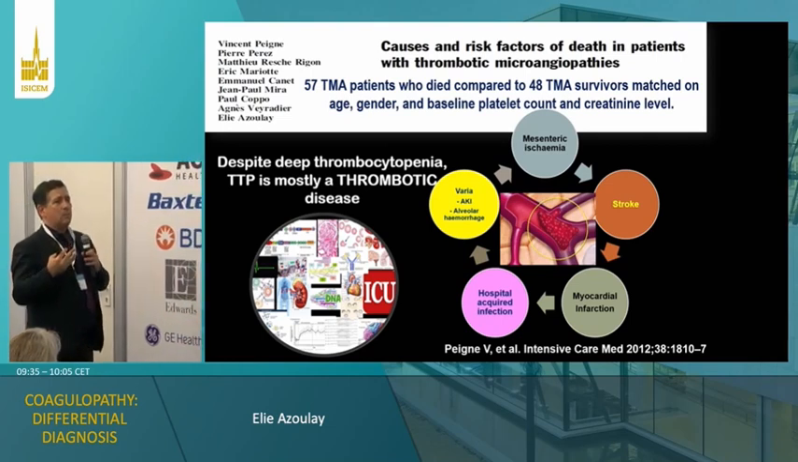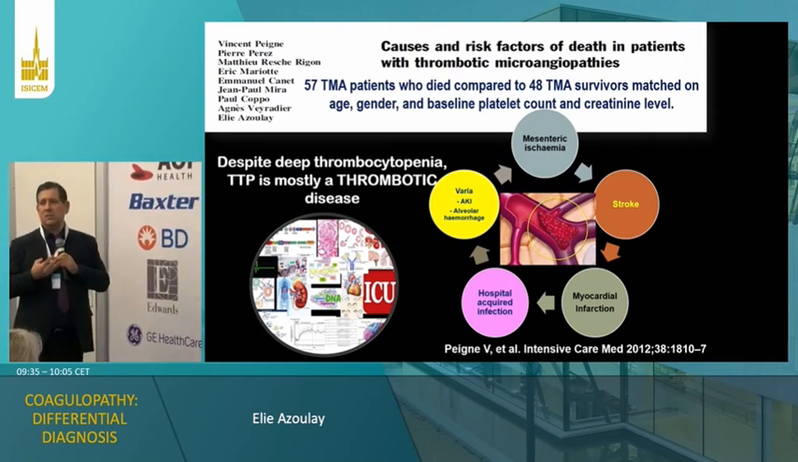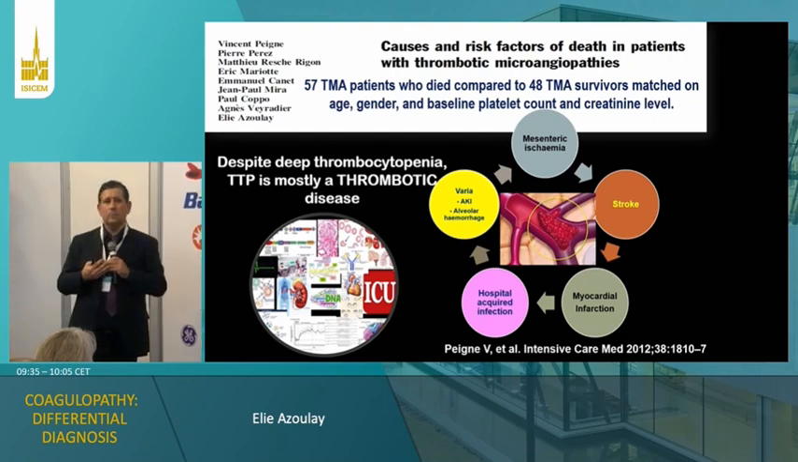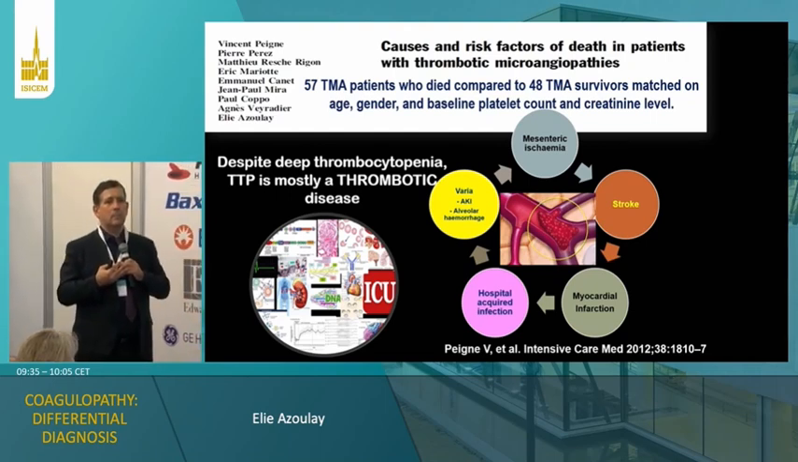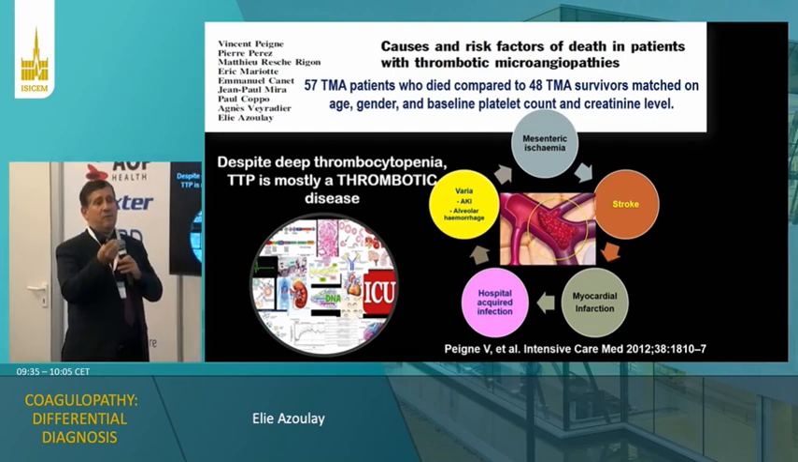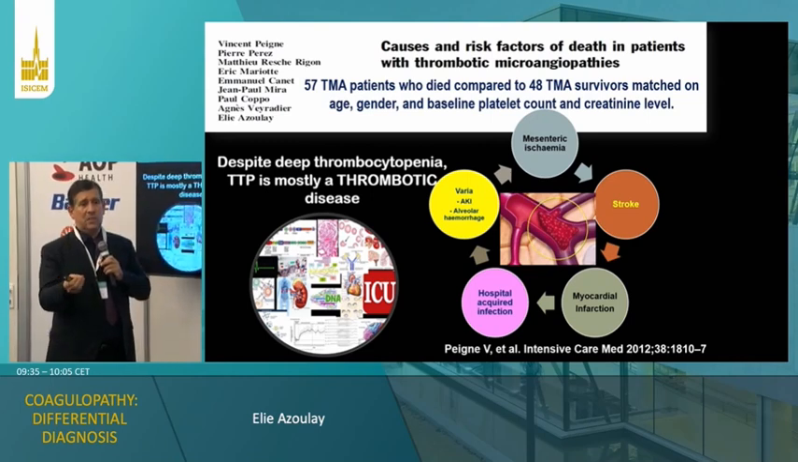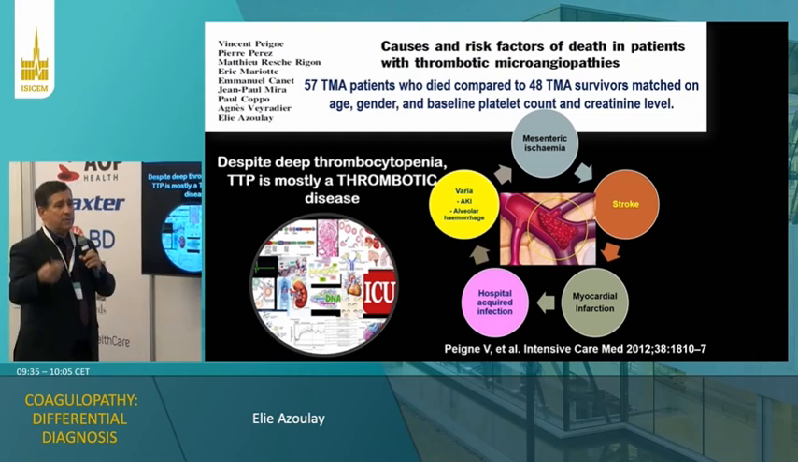Why don't we provide platelets to patients with TTP? Exactly. You give fuel to the disease because thrombosis is made by platelets, and everything you would give would go to the microcirculation and increase ischemia.